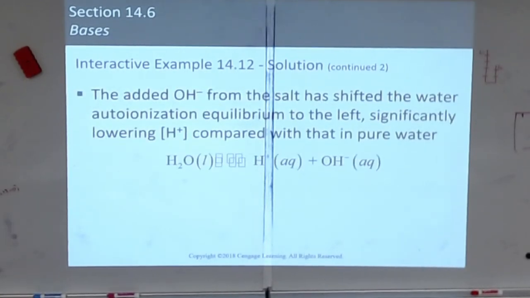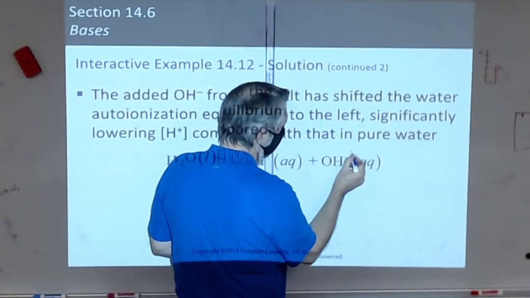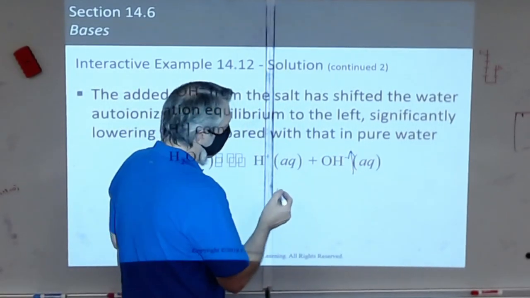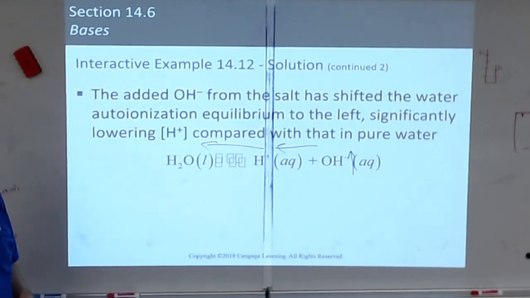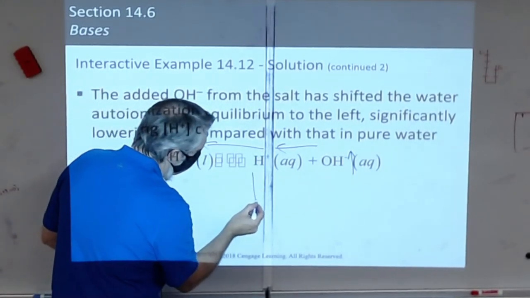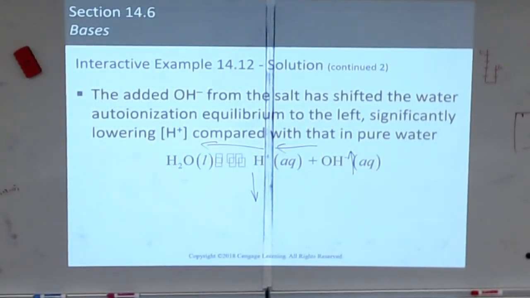Okay, all right. The added OH from the salt has shifted the water ionization equilibrium to the left, which is going to lower that. So what I've done here is I've significantly increased the OH here, and Le Chatelier's principle says that this reaction pushes back this way. When it does that, this is going to significantly lower the hydrogen ion concentration. Okay? Good?